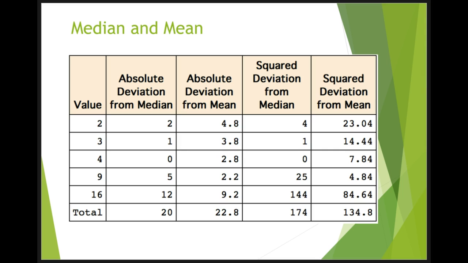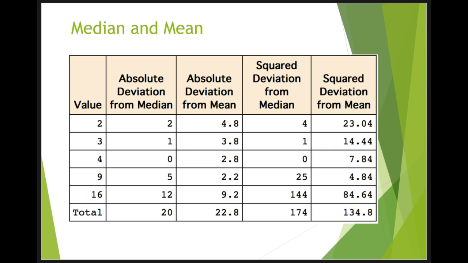Looking at the first row, the absolute difference between the value 2 and the median of 4 is 2. The absolute difference between 2 and the mean of 6.8 is 4.8. Squaring these values, we find that the squared deviation from the median is 4, and the squared deviation from the mean is 23.04.